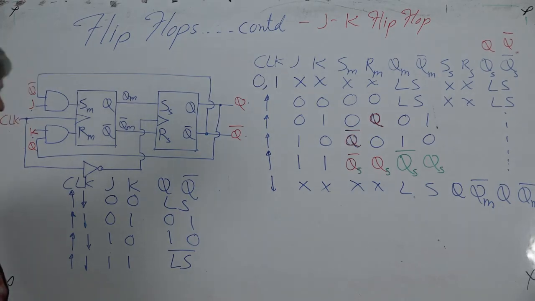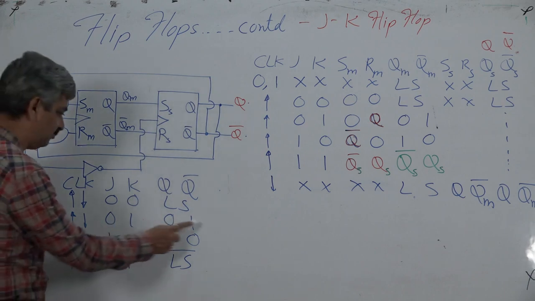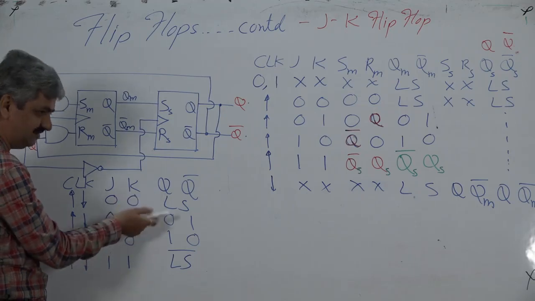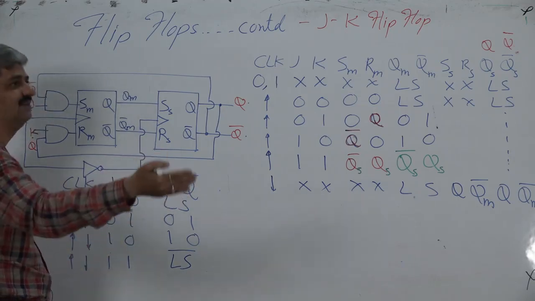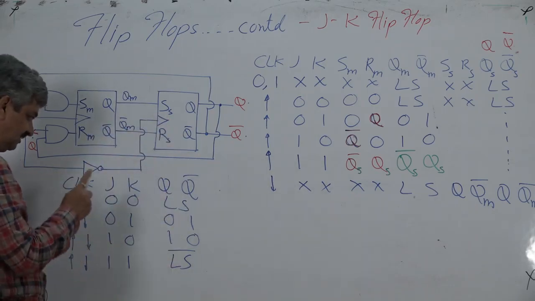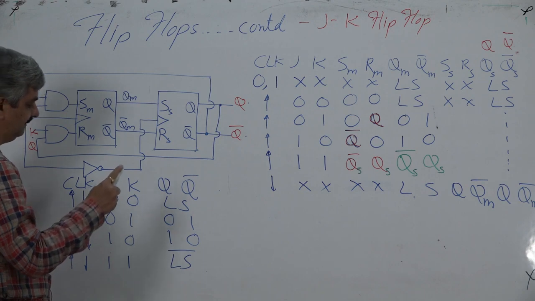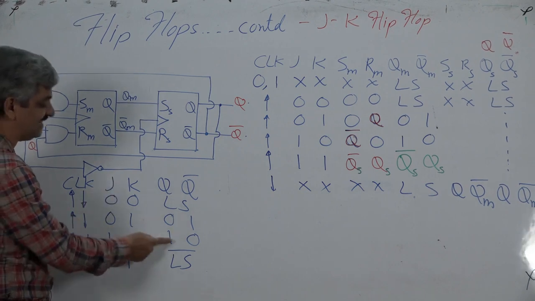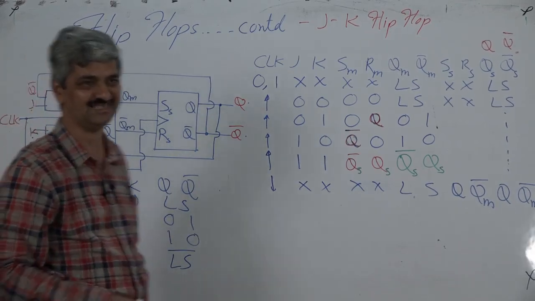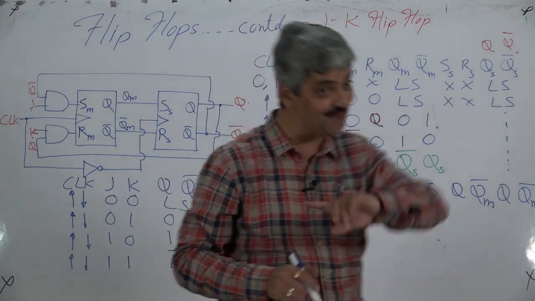So J equal to 0, K equal to 1, Q equal to 0, Q bar equal to 1; J equal to 1, K equal to 0, Q equal to 1, Q bar equal to 0. So this sets the flip flop, this resets the flip flop. Q equal to 1 is considered set and Q equal to 0 is called reset. So J1, K0 sets the flip flop, J0, K1 resets the flip flop. So J is called the set input, K is called the reset input, when the other is inactive.